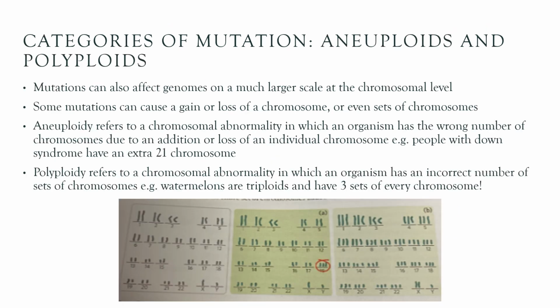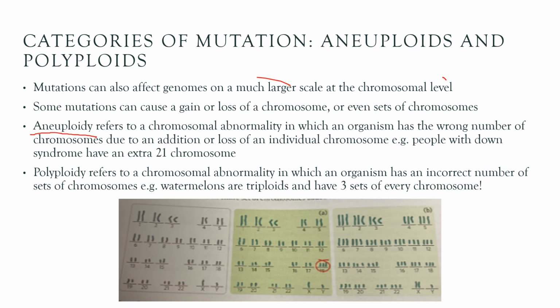The last one we're going to talk about here is aneuploids and polyploids. So these ones are probably not as likely to be seen in humans, but they still can happen. So these are mutations that affect entire genomes. So we've gone from the single DNA nucleotide level to the chromosome level, and now we're on the entire genome level. So when we have a loss or a gain of a single chromosome, we call this aneuploidy.